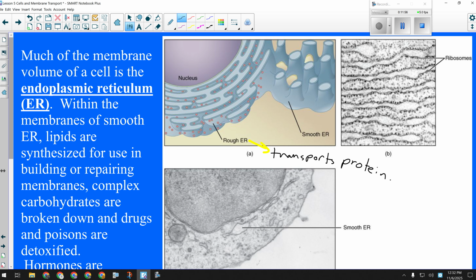All right. So rough ER transports protein. Your smooth ER has lots of jobs. Some more important than others. The first and probably most important job of the smooth ER is to make lipids. What's another name for lipids? Fat. So lipids are made there, and that is in order to build or repair membranes.